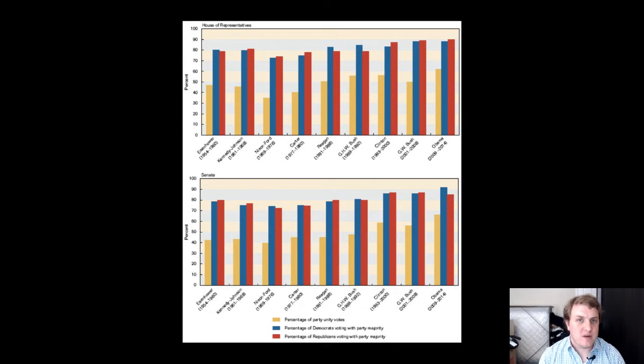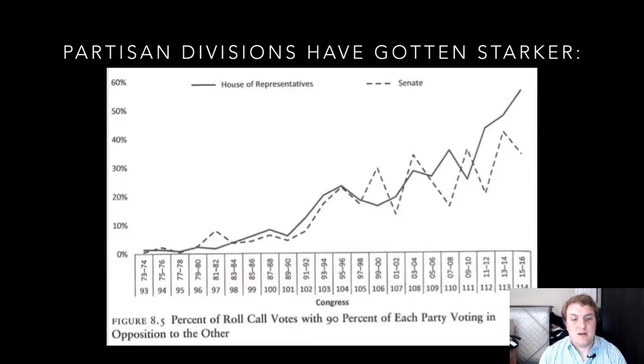And you can loosen this a little bit where it's not 100% unity. If you look at the percent of votes where 90% of each party is voting in opposition to the other party, with the House being the solid line and the Senate being the dotted line, this has risen quite dramatically since the 70s, where it's almost never true in the 70s, but today you can see sometimes in the House a majority, also close to a majority in the Senate, or at least a plurality in the Senate here.